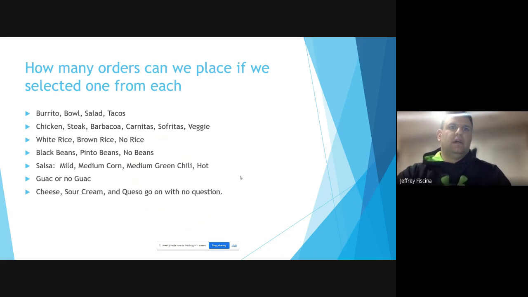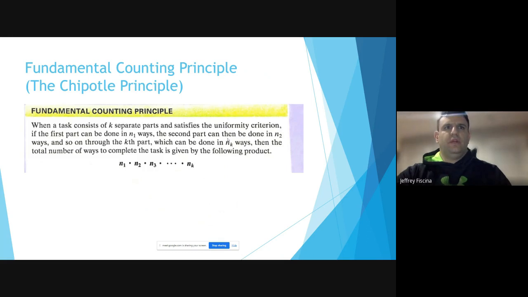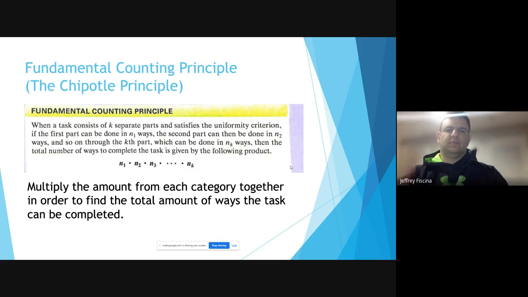Anyway, here's it's kind of like wrapped up in an idea here. All right, that's very mathy to read. I like to get away from the math. So multiply the amount of each category together in order to find out the total amount of ways that task could be completed. Okay, so this could be given to you in a variety of different ways.